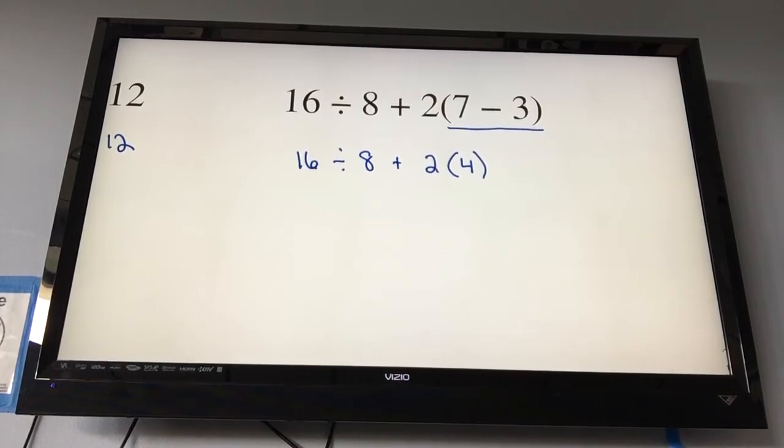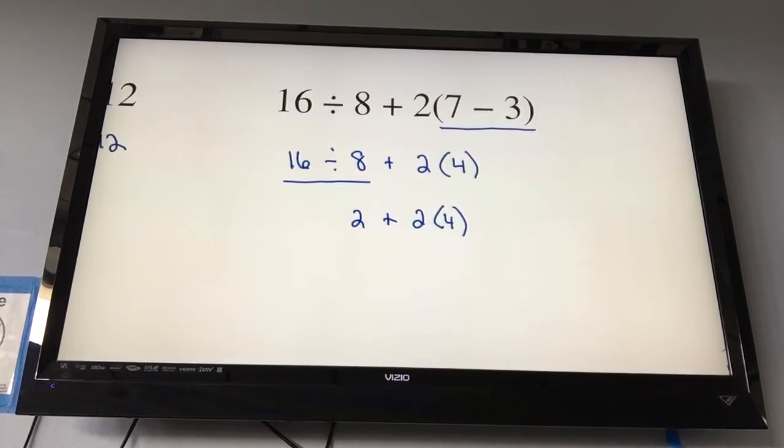Next would be multiplication or division, left to right. So that means this comes next: 2 plus 2 times 4. We've still got multiplication left to right. So this is next: 2 plus 8. And 2 plus 8 is 10. So again, grouping symbols, get rid of all of that. Then do your exponents. Then multiplication or division, then addition or subtraction.